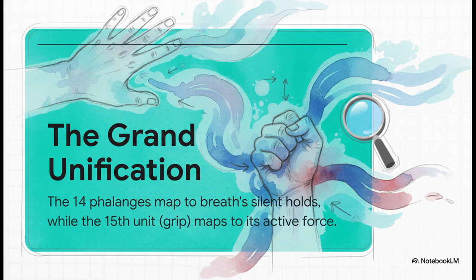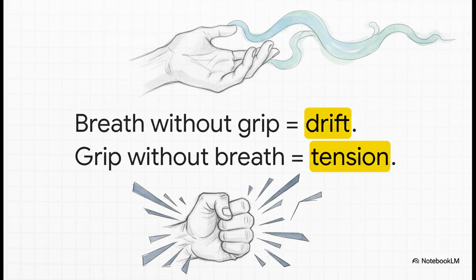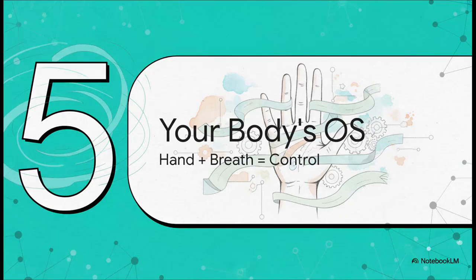It's a perfect match. And what this creates is this incredible, powerful symbiosis. Think about it. Breath without a focused grip, well, that just leads to drift, right? You're unfocused. But a grip without aligned breath just creates tension. So true balance, according to this system, can only be found when the hand's intention and the breath's power are perfectly, totally aligned. So what's the big takeaway here? What does this all mean? Well, if you put all these pieces together, you get something that looks a whole lot like an operating system for the human body.